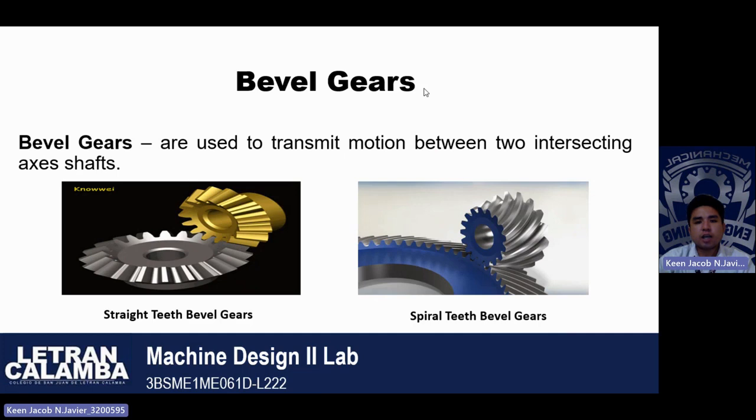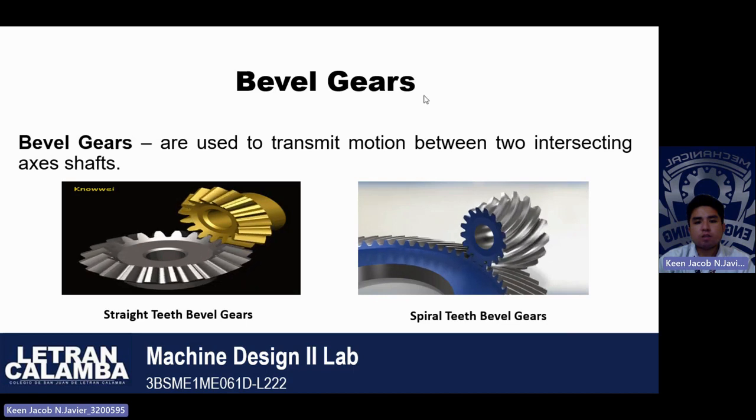These gears are designed to mesh with each other at a specific angle, typically 90 degrees, although other angles are also possible. The next type of bevel gear is the spiral teeth bevel gears. It has a curved or spiral shape instead of being straight. The spiral teeth allow the gears to engage gradually and smoothly, reducing the noise and vibration during operation.